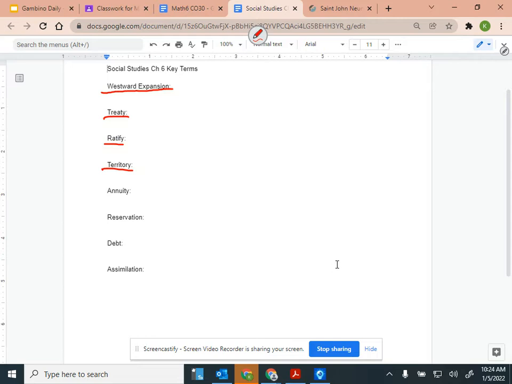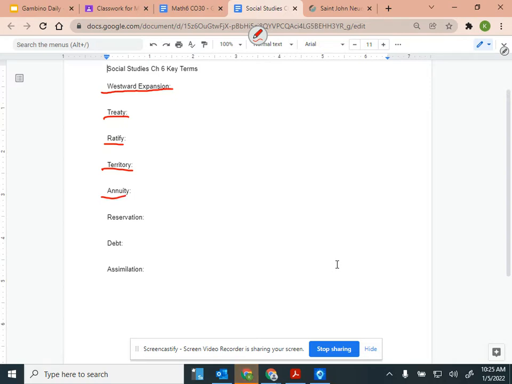When Great Britain first came over and settled in North America, those first 13 colonies, they were territories of Great Britain. And then we fought for our own freedom and became our own country, but we started out as a territory of Great Britain. So other countries do have territories also.